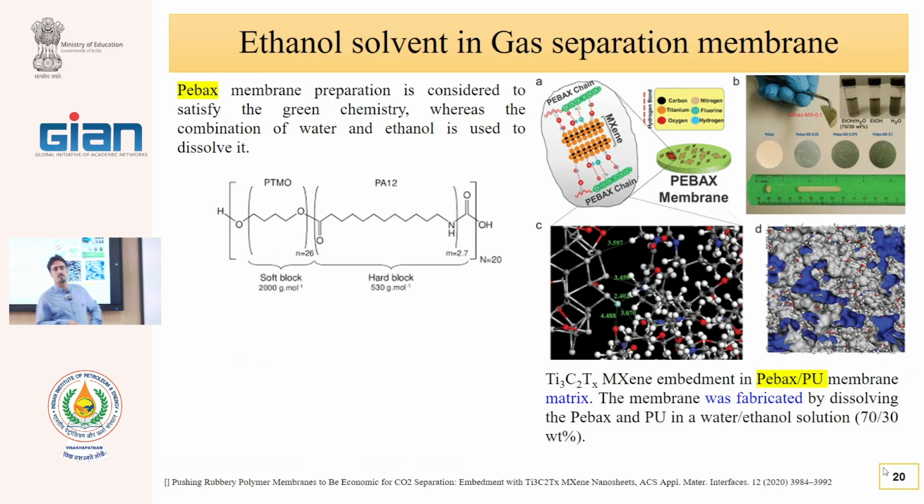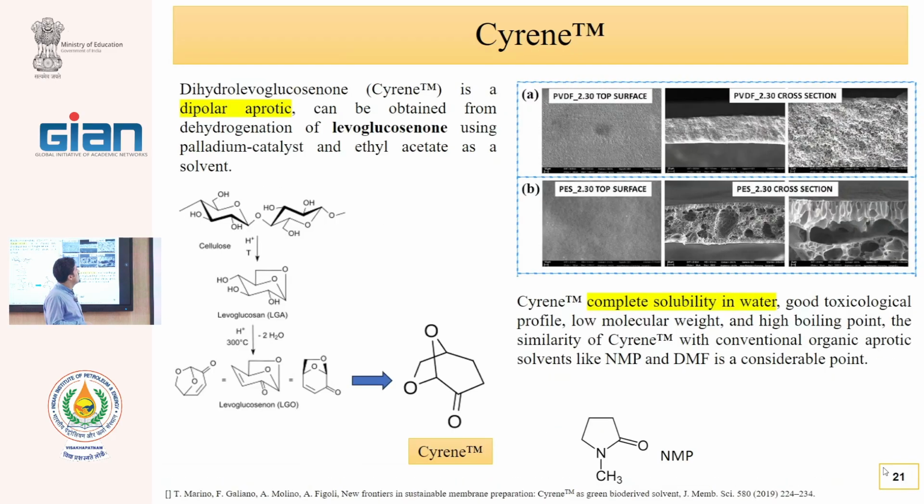PEBOX is a famous polymer in the fabrication of gas separation membranes, and for more than 30 or 40 years it has been used for the fabrication of commercial carbon dioxide separation membranes. The solvent of PEBOX is ethanol. At industrial scale, ethanol is used for dissolving PEBOX for fabrication of RO membranes. The bio-based solvent is Cyrene also.